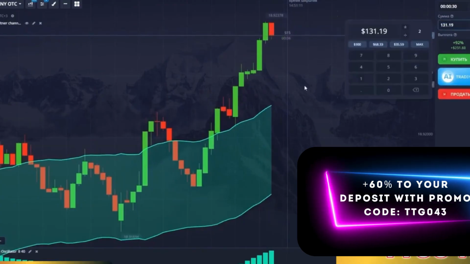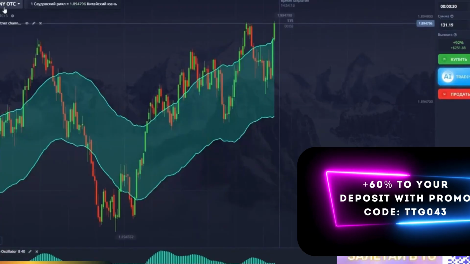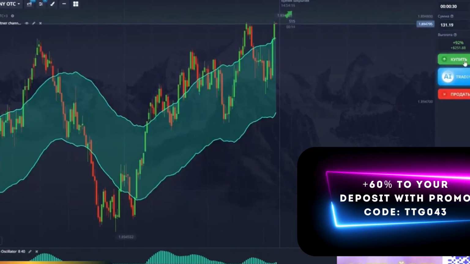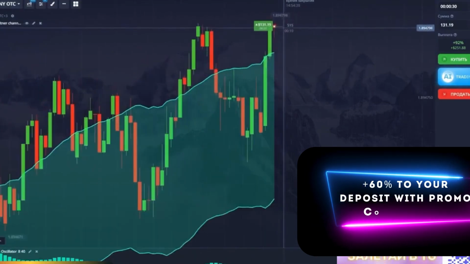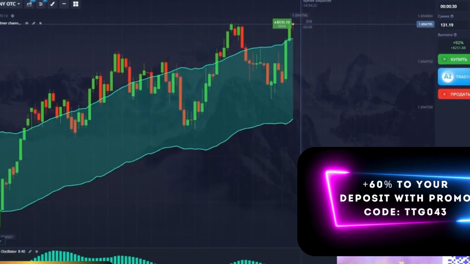I'm increasing the trade amount to the entire deposit. The next currency pair is the Saudi Riyal Chinese Yuan. I'm opening a buy trade for 30 seconds with an amount of $131. Let me also explain the entry for this trade. The situation here is absolutely similar.